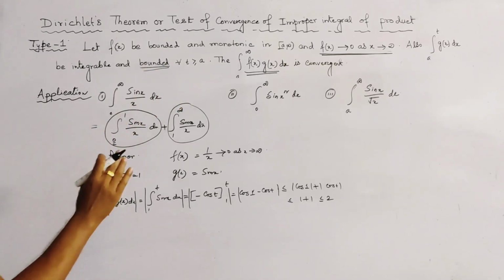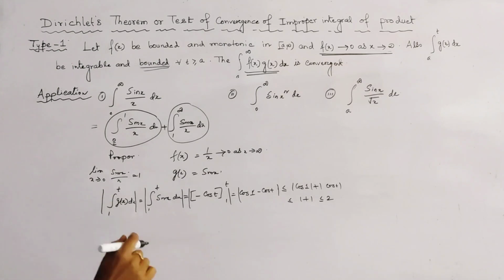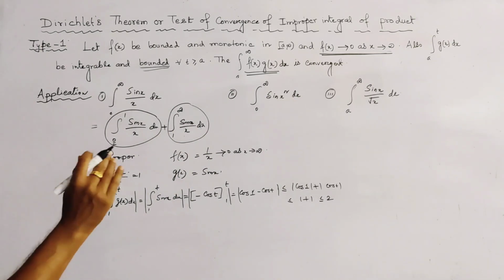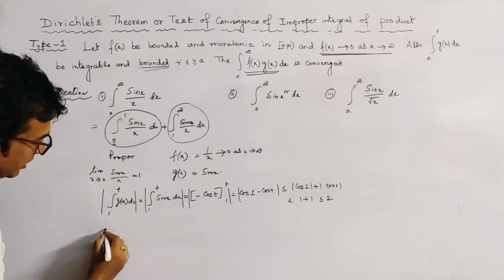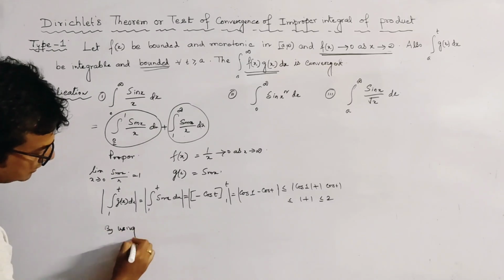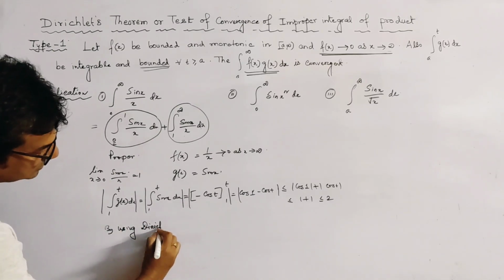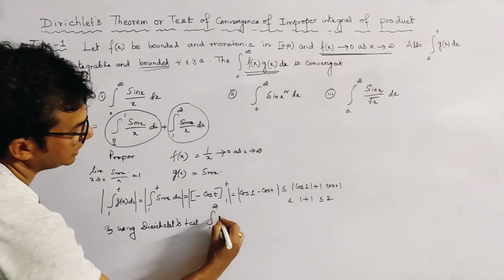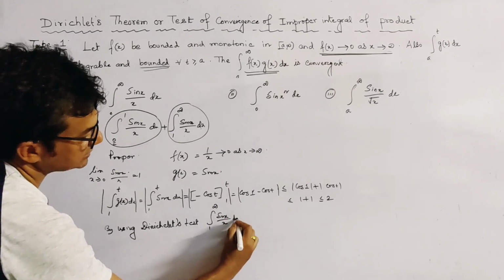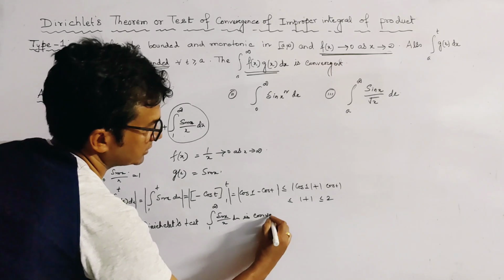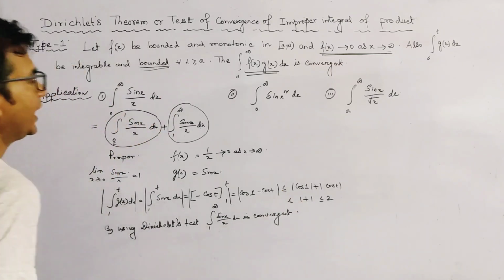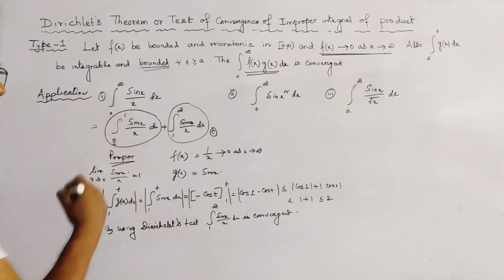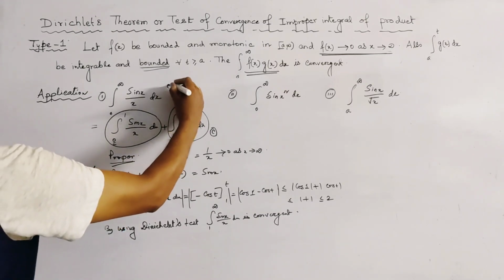bounded also. So using Dirichlet theorem or Dirichlet test, we say that integration 1 to infinity sin x by x dx is convergent. Okay, so we write here by using Dirichlet test, integration 1 to infinity sin x by x dx is convergent, and this is also convergent because the first integration is proper integration, and this is convergent to prove using Dirichlet theorem, so this integration is convergent.